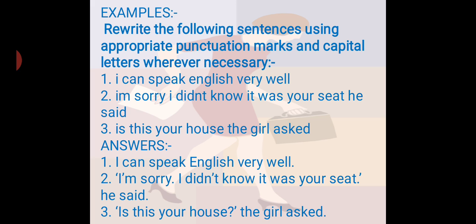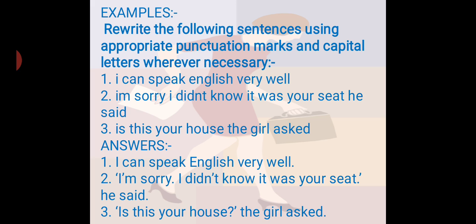Look at the sentence. No punctuation mark, no full stop, no comma, nothing, and no quotation marks. Actually, here, I am sorry, I did not know it was your seat, is a quotation. So, how will we write this type of sentence? It is given in the answers. Children, look very properly at the answer sentence. Within the quotation, it is written: I am sorry, full stop. I didn't know it was your seat, full stop. Quotation closed, he said.